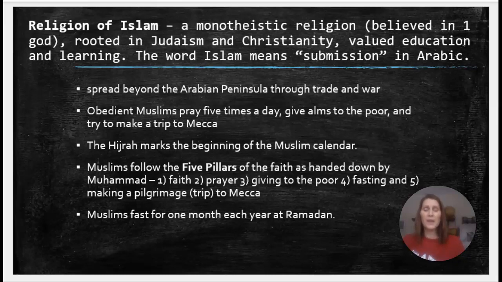Number 1 is faith, number 2 is prayer, number 3 is giving to the poor, number 4 is fasting, and number 5 is making a pilgrimage to Mecca. Pilgrimage is a trip to Mecca. And Muslims fast for 1 month each year at Ramadan.